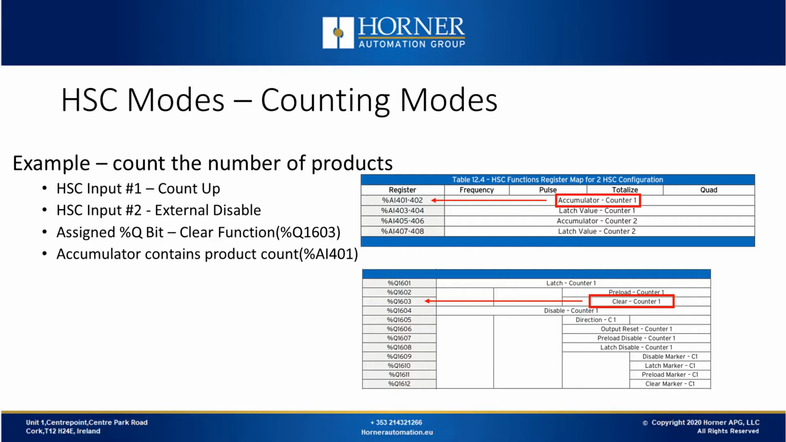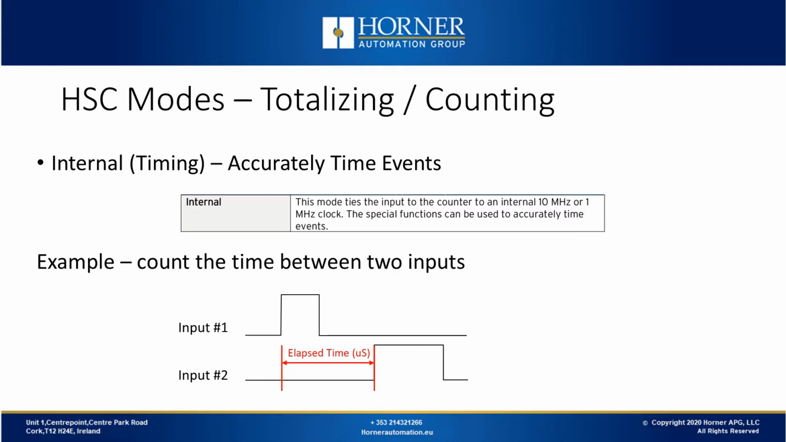Where is the accumulator accessed? There's a set of I, Q, AI, and AQ registers that are assigned to the high-speed counter. Those can be moved around, but the defaults are shown in these tables. For my example, I need to look at the accumulator, and that's AI 401 as a double integer, so it's a 32-bit accumulator. The clear function that I'm going to perform in logic is Q1603. So by turning that coil on, I will clear my counter. In the high-speed counter chapter in the user's manual for every product we sell, you will find all the details about the default memory map for the high-speed counter function. Let's move on to the next example.